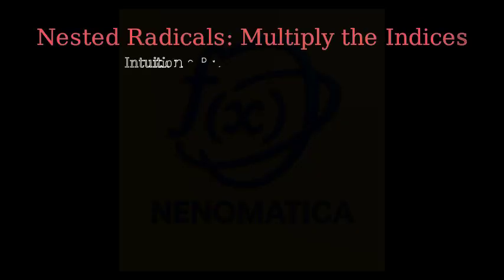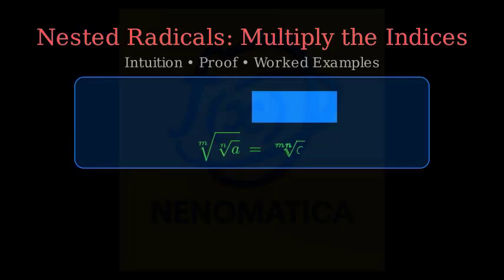In this lesson, we learn a powerful rule for nested radicals, see a clean proof, and practice with multiple examples so it feels intuitive. Theorem: if the radicals are defined, the mth root of the nth root of A equals the mnth root of A. In words, the indices multiply.